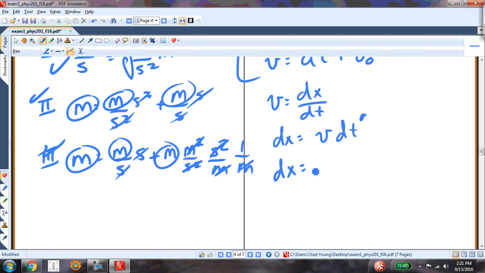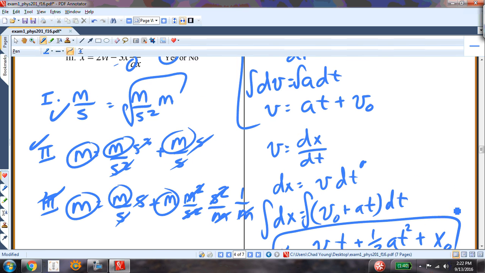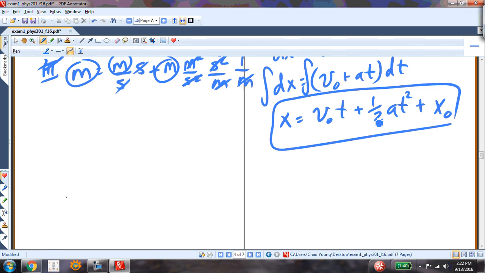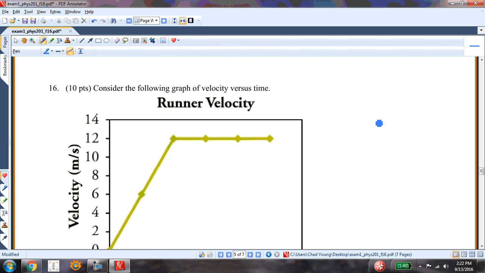Make that substitution from our previous derivation. Integrate both sides, and I get x equals V naught t plus 1/2 at squared plus my integration constant, which is x naught. And so that's the other equation. Those are your 2 kinematics equations derived from first principles, our definitions of what is velocity and acceleration.